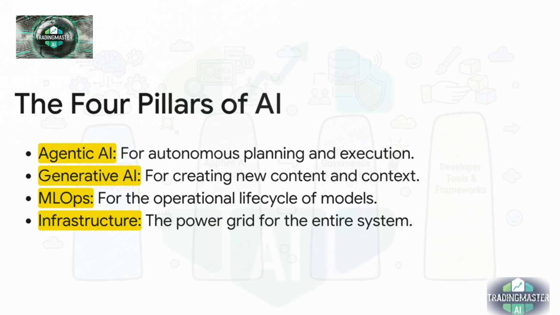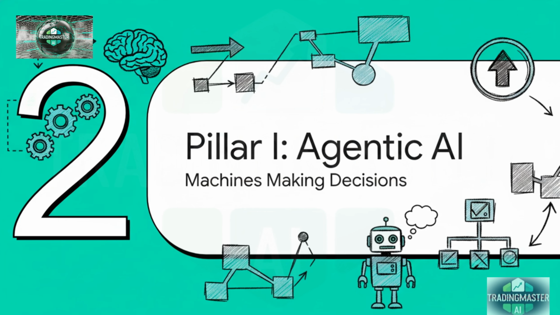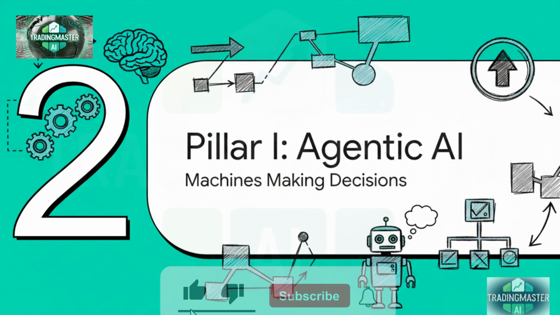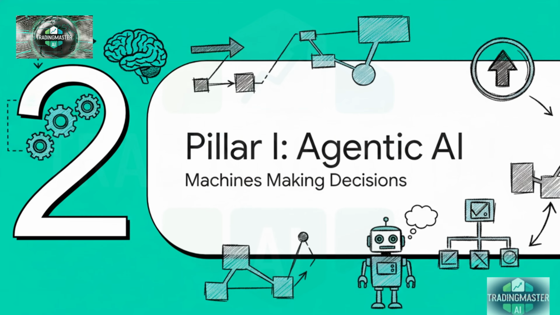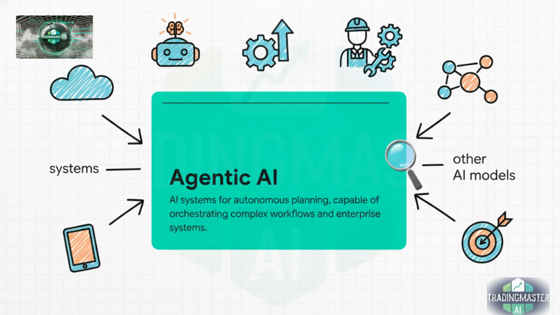Let's start with the one that feels most like the future is already here. Welcome to Pillar I, Agentic AI. This is where we move way beyond just telling a machine what to do. We are talking about systems that can reason, plan, and actually act on their own to achieve really complex goals. So what does that mean in plain English? It is all about autonomy. These aren't just tools anymore. Think of them as digital workers. You give them a goal, and then they figure out how to get there, orchestrating other tools, other systems, even other AI models to make it happen.